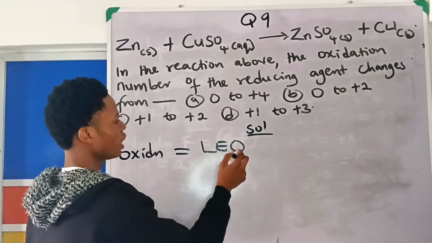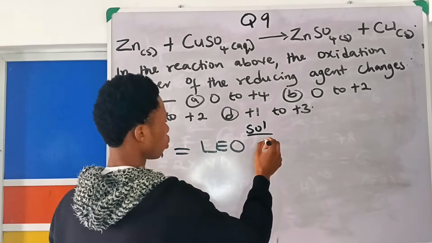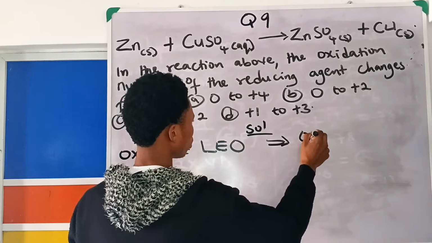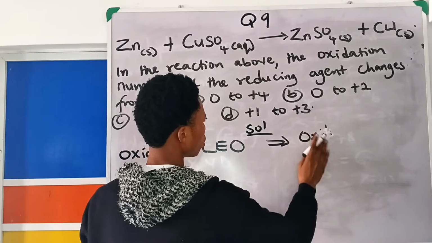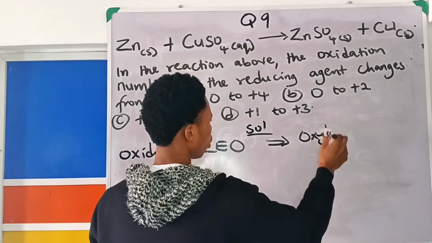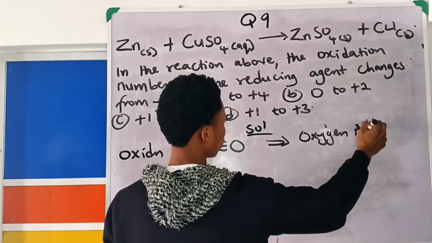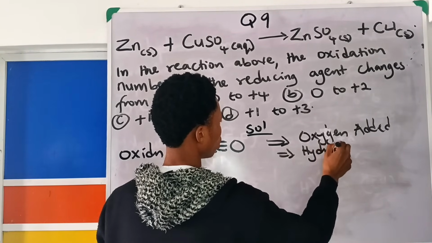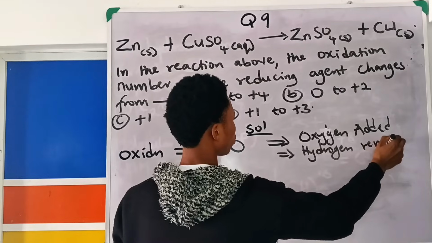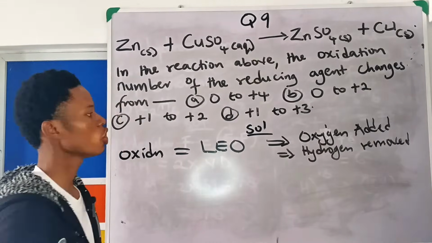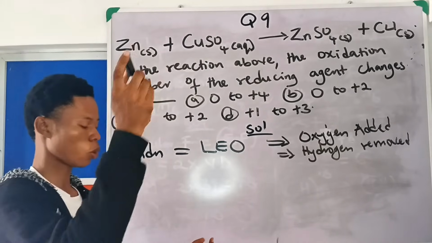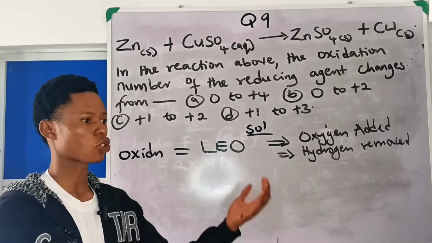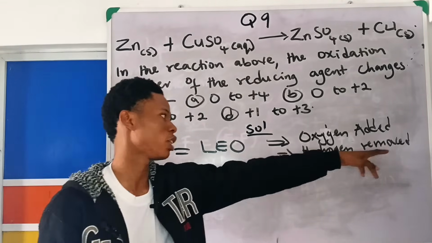So in oxidation, electron is removed, and also oxygen is added. Also, hydrogen is removed. Anytime you hear oxidation, electron is lost, oxygen is added. So oxidation is actually gain of oxygen and loss of hydrogen.